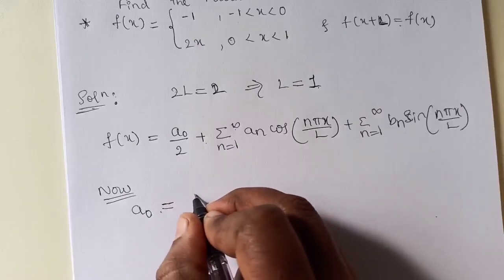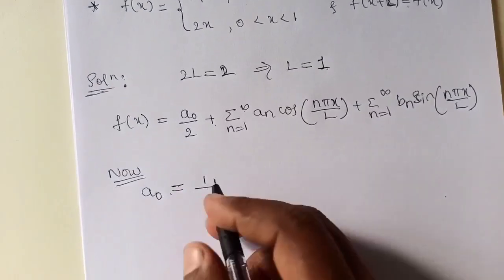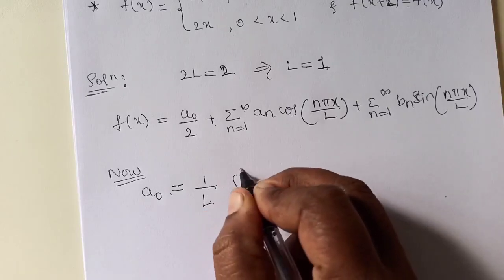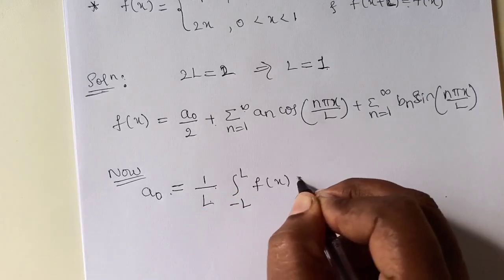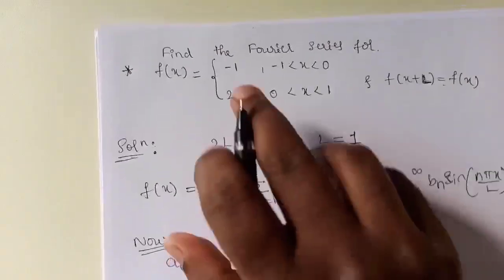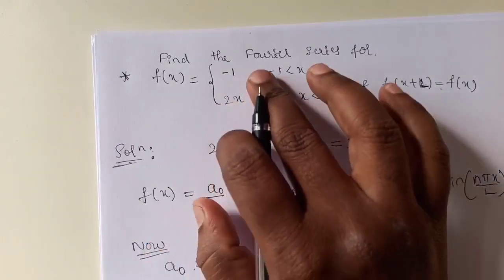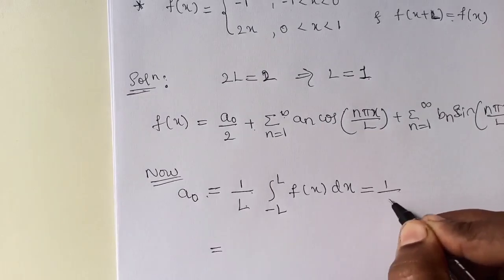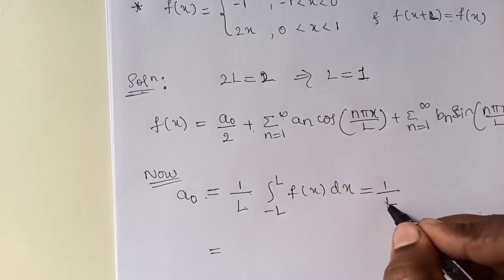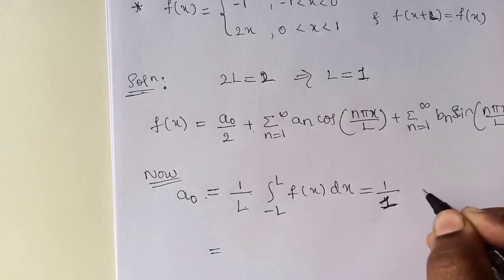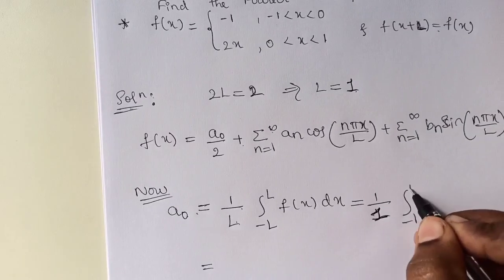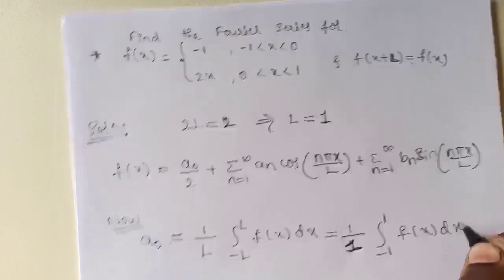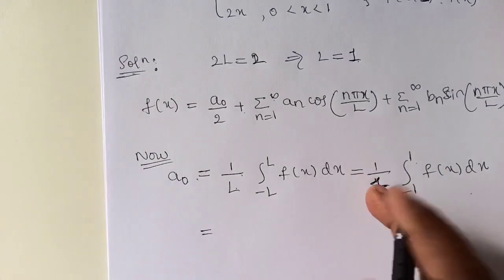So a0 is given by Euler's formula, that is 1/L times the integral from -L to L of f(x) dx. Here this function is divided into two intervals, so we have to write the intervals first. L is 1, so it is 1/1 times the integral from -1 to 1 of f(x) dx, which is 1 times the integral.